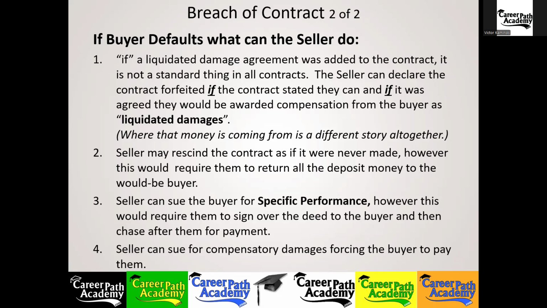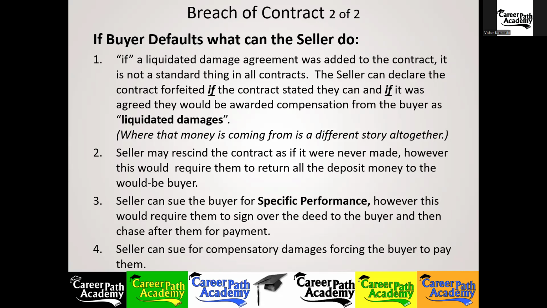The seller can sue the buyer for specific performance. What is specific performance? It's a lawsuit where you now need to chase after them for the money because you signed over the property to them, and now you need to get them to pay you for it.